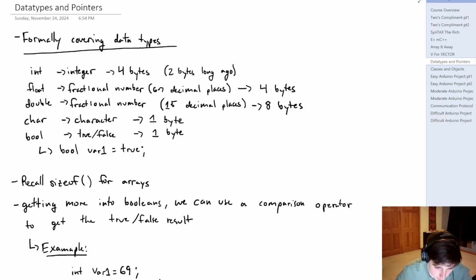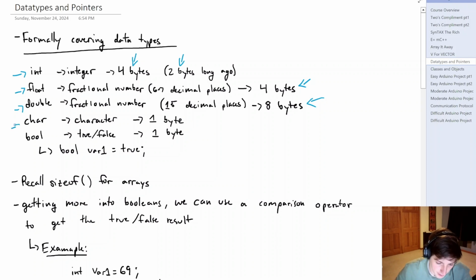But for now, we're just going to talk about data types and pointers in C++. We've talked about data types pretty much this entire course, but now's the formal definition. We're familiar with our int, or integer, and this is going to take up 4 bytes. Long ago it was 2 bytes, but more commonly it's going to be 4 bytes now. We have floats and doubles, and they represent fractional numbers. A double is going to take up twice as much space. So a float will take up 4 bytes and a double will take 8 bytes.